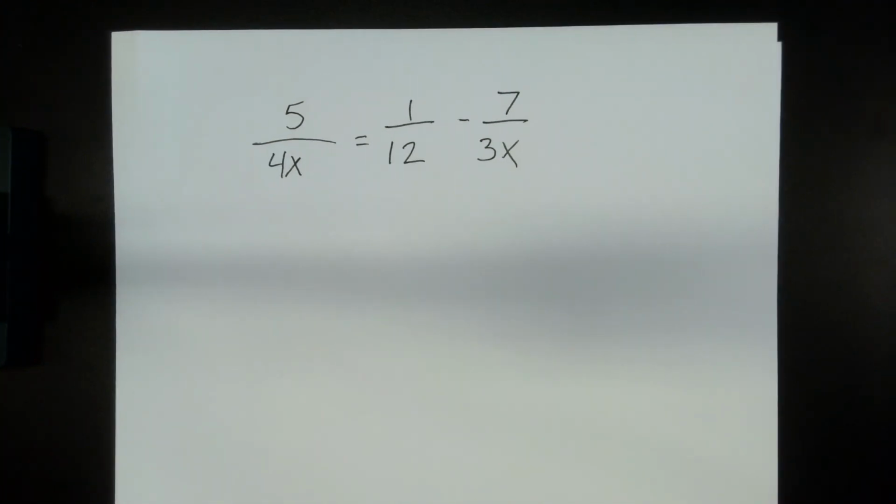Think about what number 4, 12, and 3 all go into. They all go into 12. And then the variable just comes along with it because it's part of the denominator. No, you don't do anything with them.